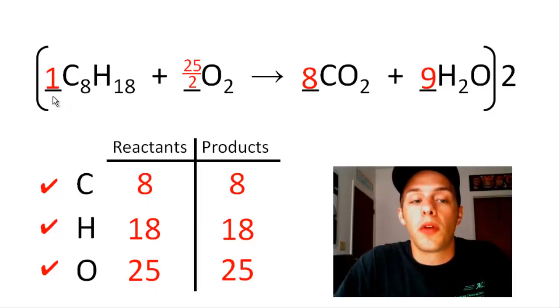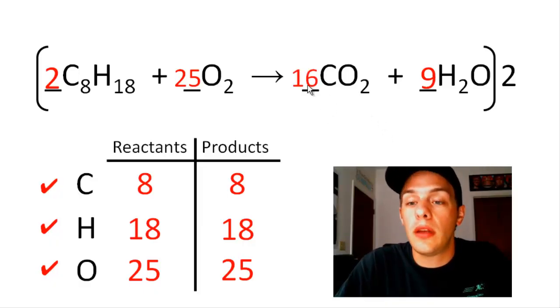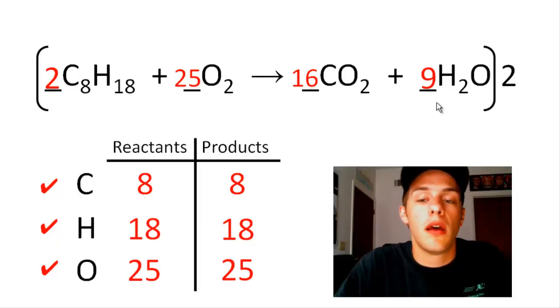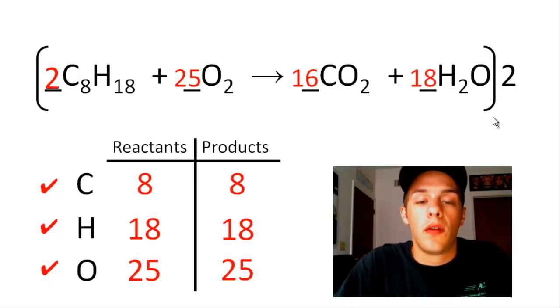That's going to change the coefficient in front of octane to 2. 1 times 2 is 2. That's going to change the coefficient in front of the O2 to 25. That's going to change the coefficient of carbon dioxide into 16. 8 times 2 is 16. And then lastly, our coefficient in front of water is going to be 9 times 2, which is 18. So this is our balanced chemical equation.